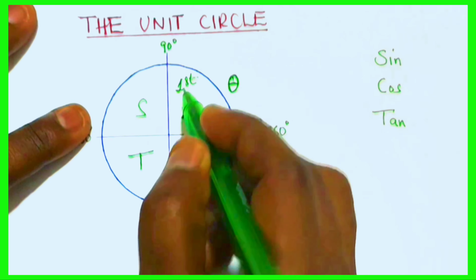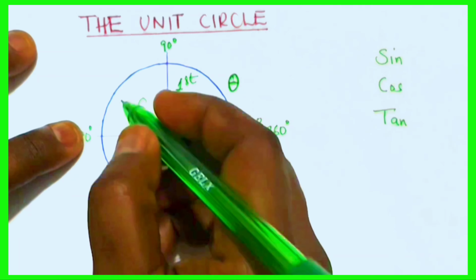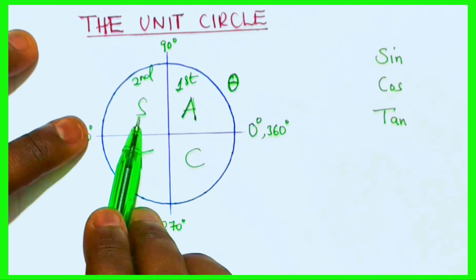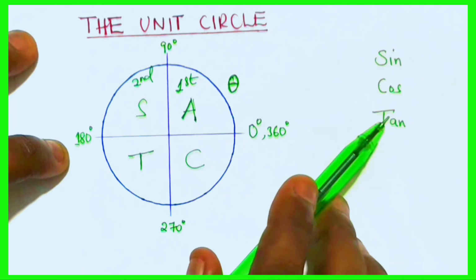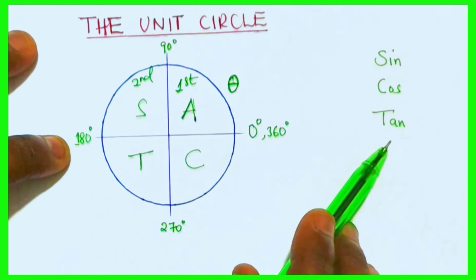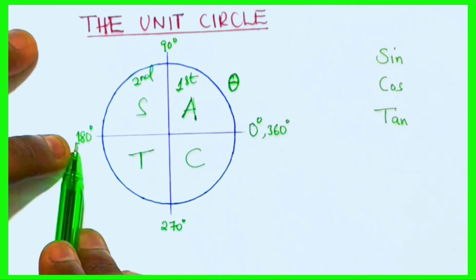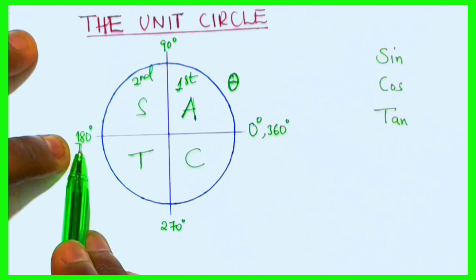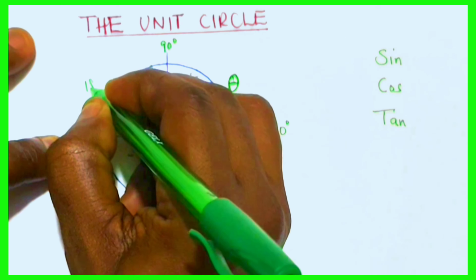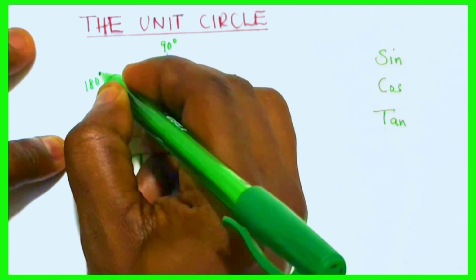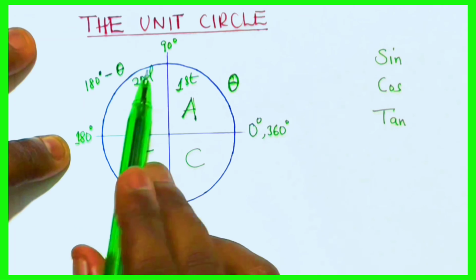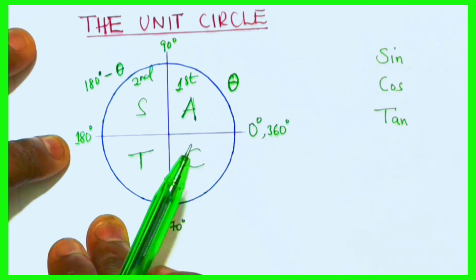So this is the first quadrant. Now in the second quadrant, sine is the one that is positive only. So the cosine of an angle between 90 and 180 will be negative, and also the tangent between 90 and 180 will be negative. To capture that angle here, we will consider 180 degrees subtract theta, and theta will represent an angle that is more than 90 and less than 180.